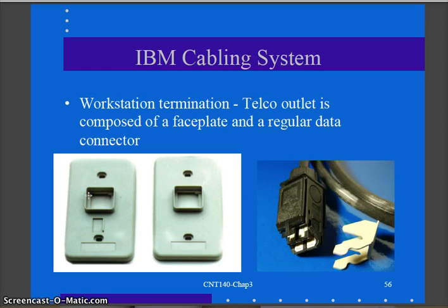So there, real quickly, is your IBM cabling system to support IBM Token Ring networks to support the IBM computers in the day. So just so you at least would recognize that they had their own cabling system for that.